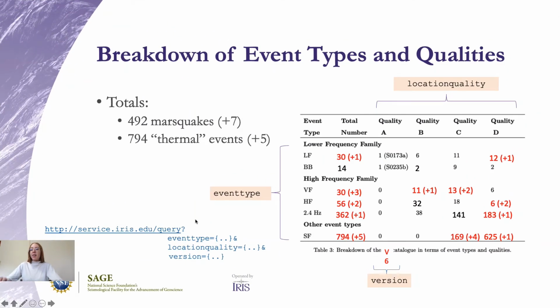Here's the breakdown of the types and qualities of events across the current catalog. You can see in red it compares version 5's counts with version 6 counts. The service is really powerful in that all of these counts can be easily generated. You can select a comma-separated list of event types, a comma-separated list of location qualities, and choose the version.